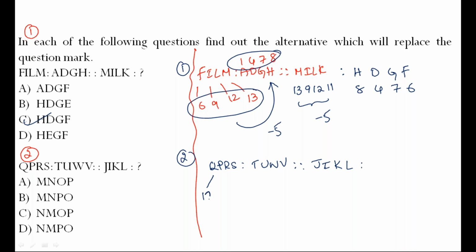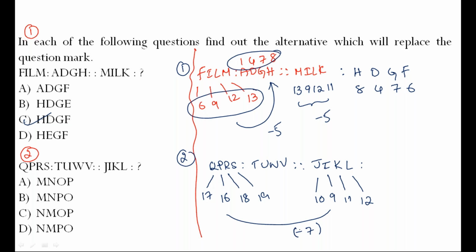Okay, so Q is 17, P is 16, right? R is 18, S is 19. Here J is 10, I is 9, K is 11, L is 12. Now if you see this everything, this is like minus 7. 17 minus 7 is 10, 16 minus 7 is 9, 18 minus 7 is 11, 19 minus 7 is 12. Now perform minus 7 again here. Okay, this is 20, 21, 23 and 22.